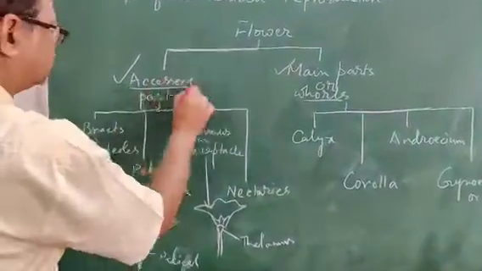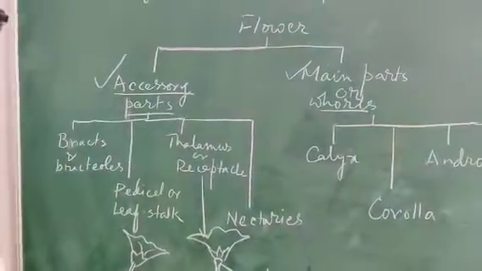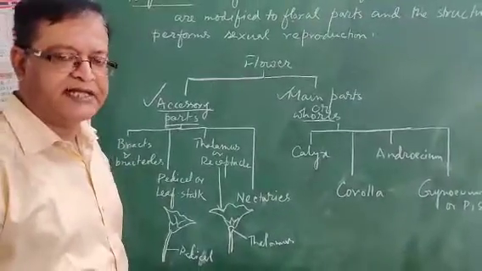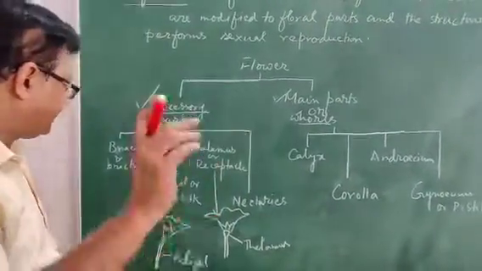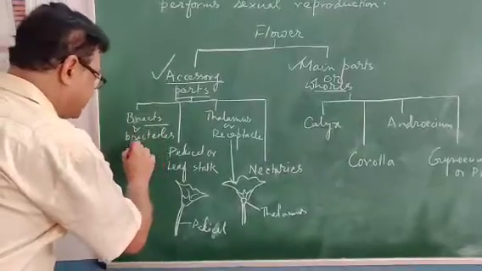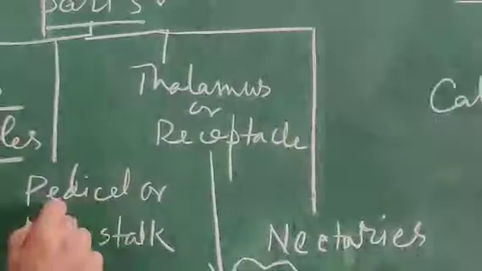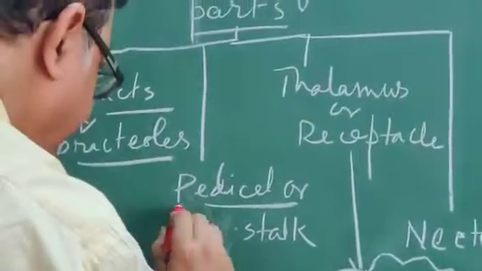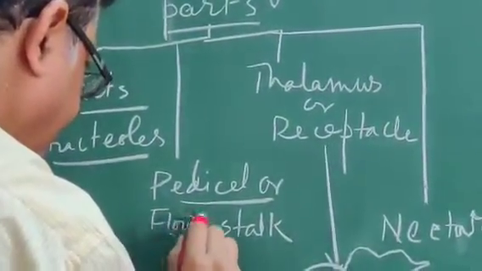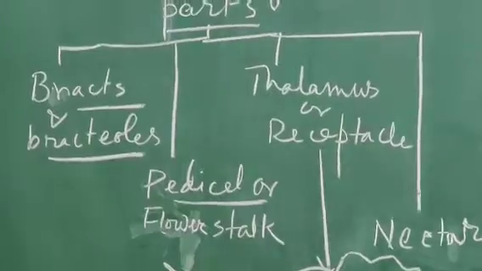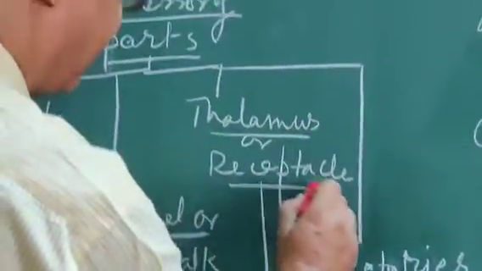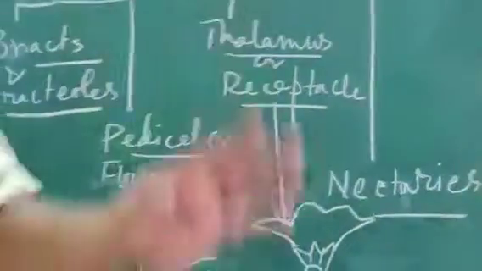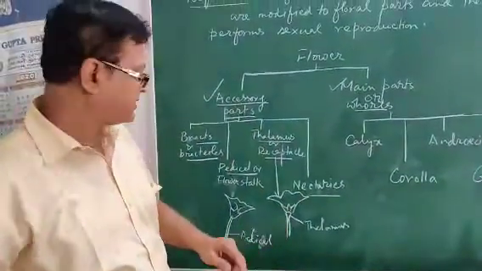What are the accessory parts? These accessory parts are actually not part of the main flower. They are associated with the flower. There are a number of them, like bracts and bracteoles, pedicel (it's not a leaf), flower stalk, thalamus or receptacle, and nectaries. These are accessory parts, not the main part of the flower.